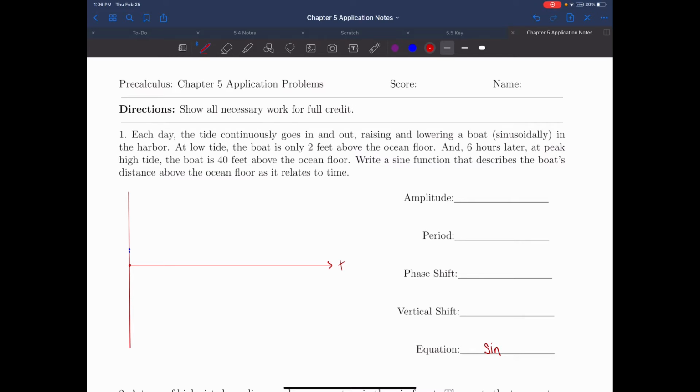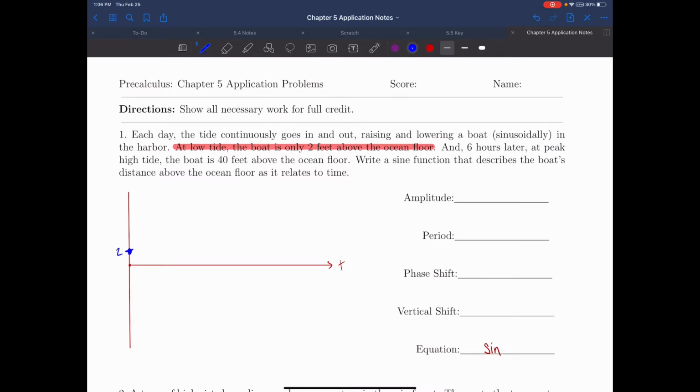Okay, let's read this sentence. We're just going to go sentence by sentence and put this information on the graph. It won't make sense until we're done, and we'll just connect the dots basically. It says at low tide, the boat is only 2 feet above the ocean floor. So I'm going to go to the graph and say at time equals 0, the boat is 2 feet above the ocean floor.